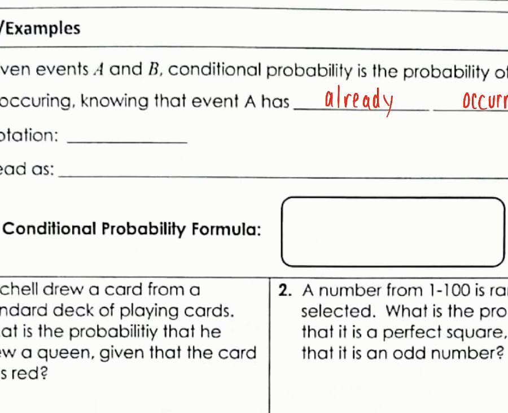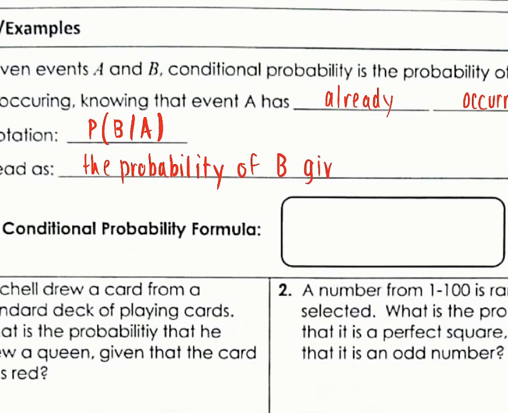So we're going to make a decision on B based on the fact that A has already narrowed my focus of my data down. Y'all understand what I'm saying? Here's what it looks like written. It's the probability of B given A.